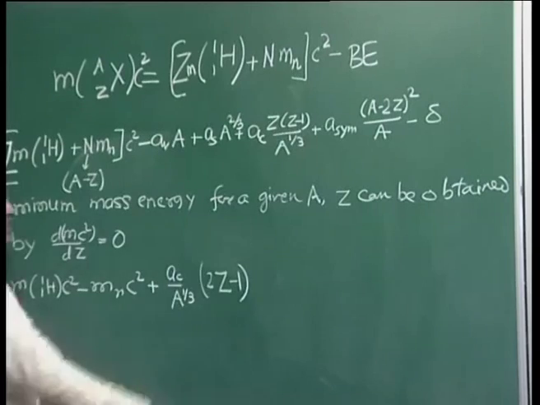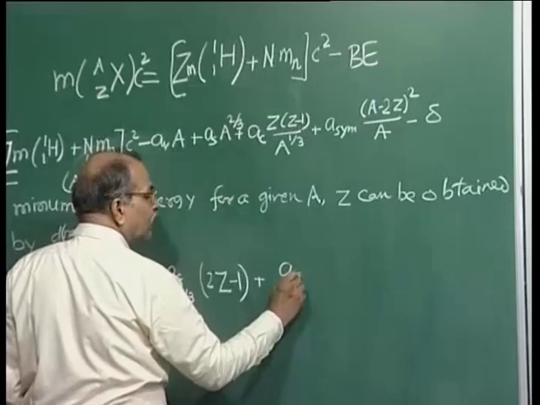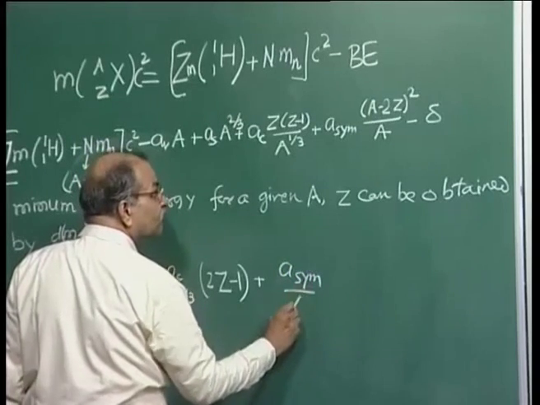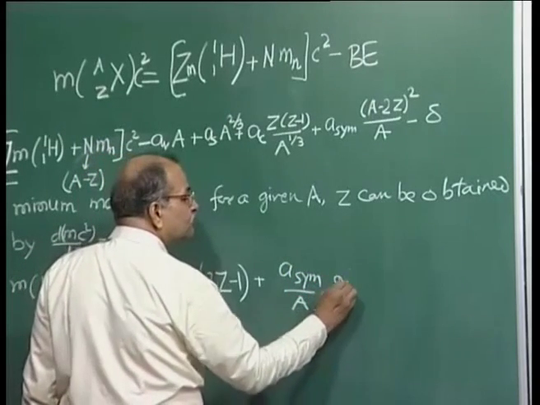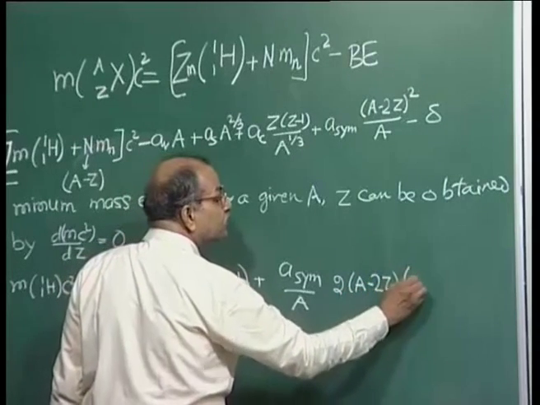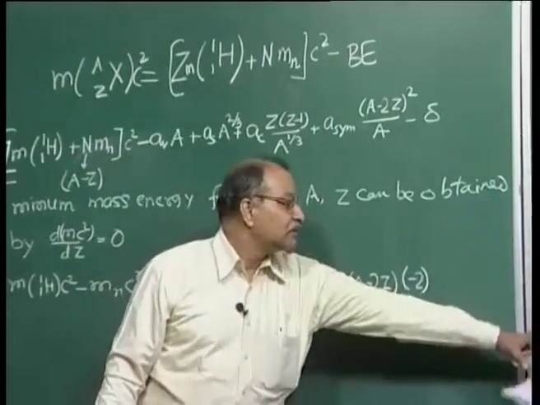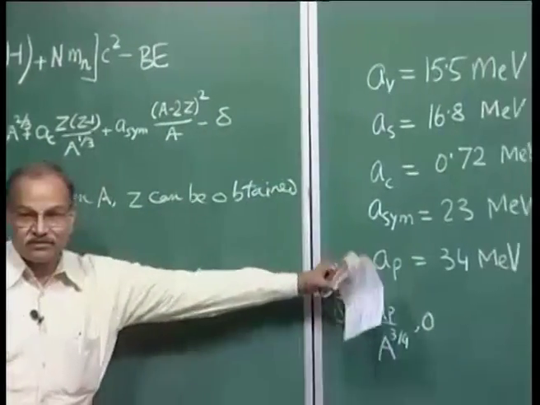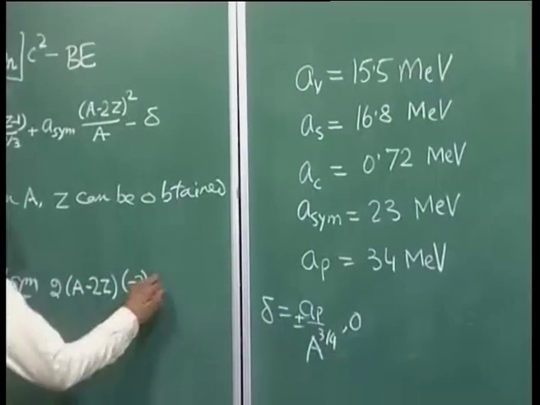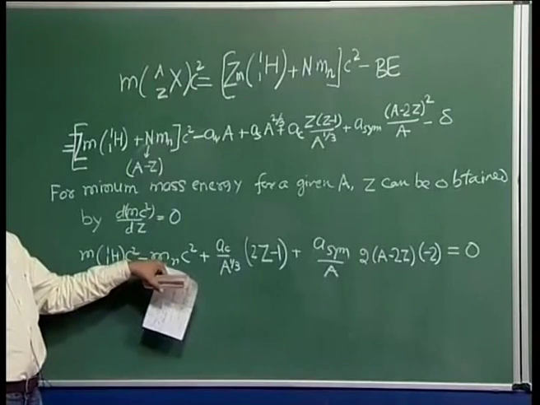Right. Then here plus A_sym by A, and here it is 2 times (A minus 2Z) multiplied by minus 2. You do not have Z in this delta term. So, this should be equal to 0, and I have to get Z from this expression.